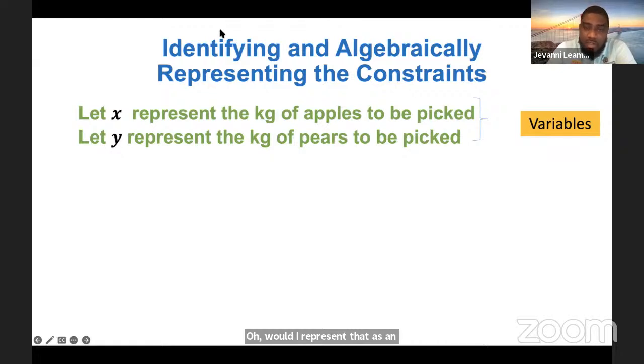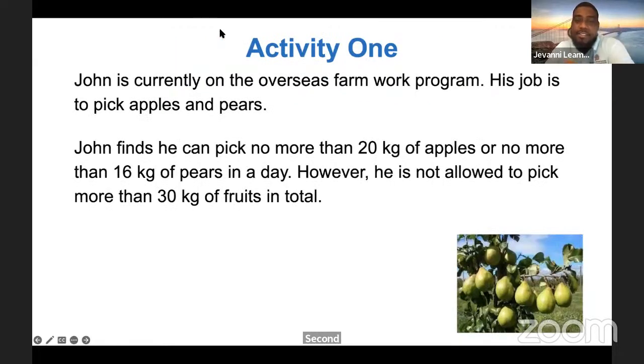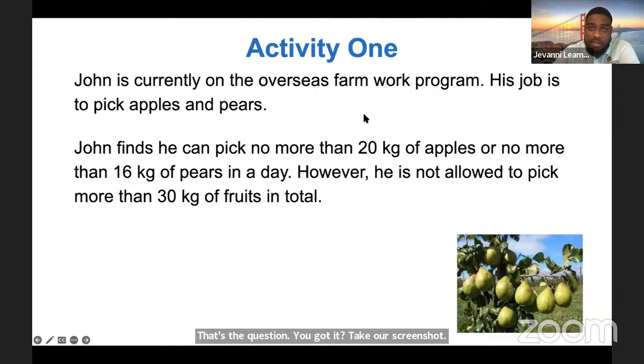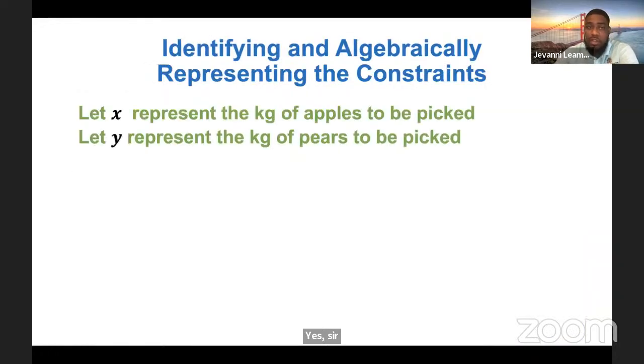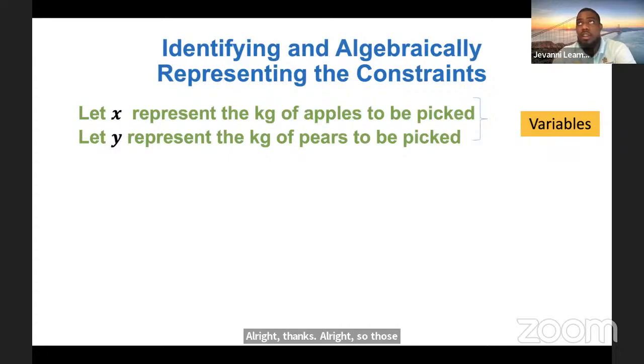Sir, can I go back to the question, please? Oh, you want, okay. That's the question. You got it? Take a screenshot. Take a picture. You got it? Yes, sir. All right, thanks. All right, so those are variables. So again, how would I represent the number of kilograms of apples that John needs to pick?